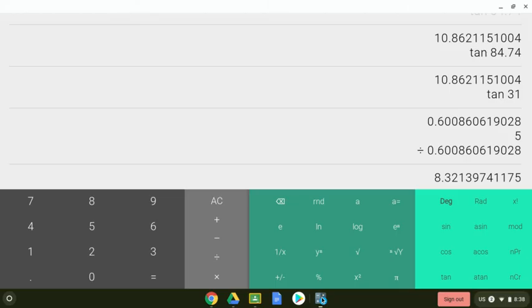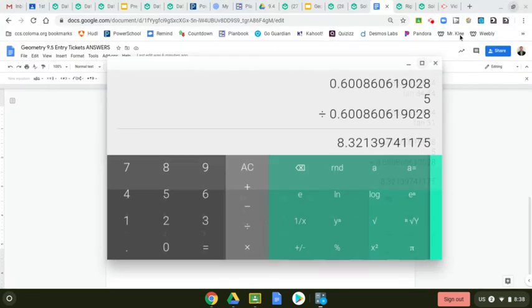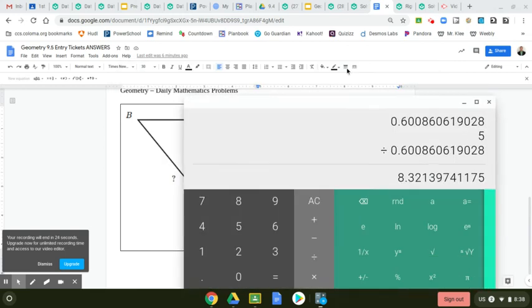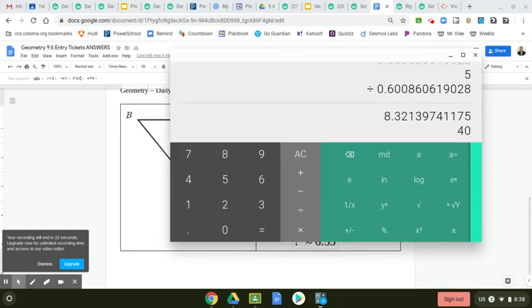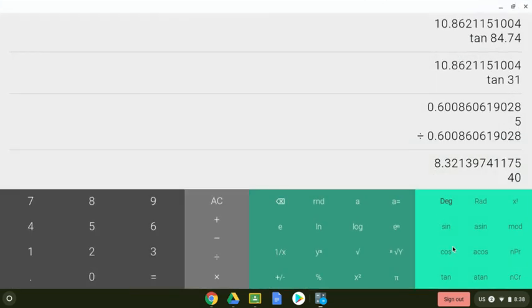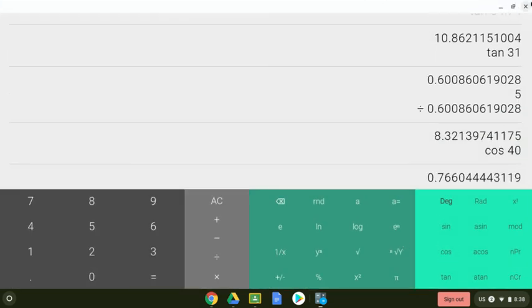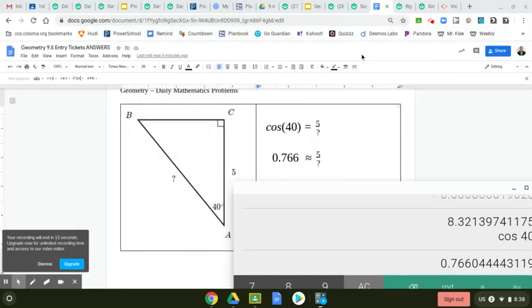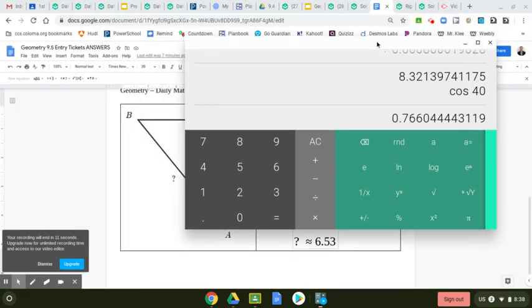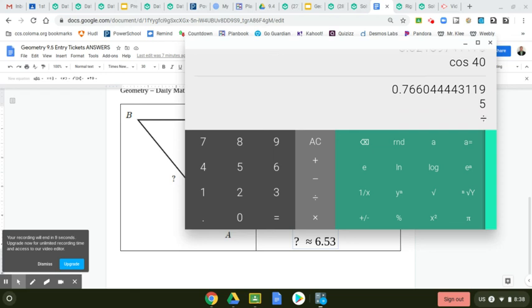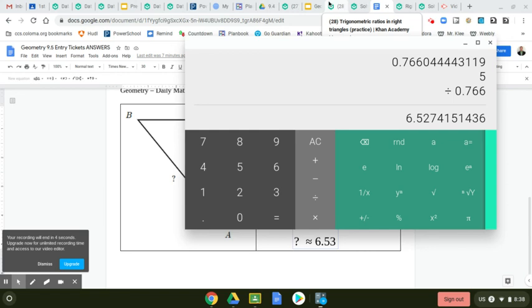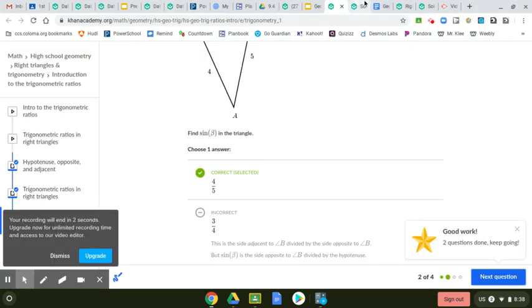So I want to grab my calculator. Again, radian mode, bad, degree mode, good. And I want to type in the 40. And I want to hit cosine. I need to go to the big screen for that. And we're going to run short on time here. And then I want to do 5 divided by that 0.766, which happens to be about 6.52. And I typed that in, but I got to the wrong tab.